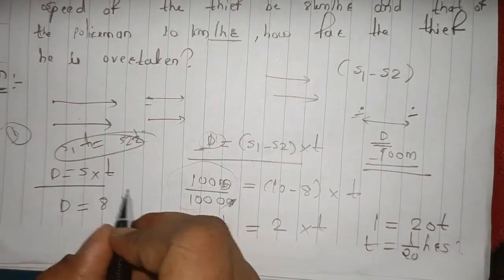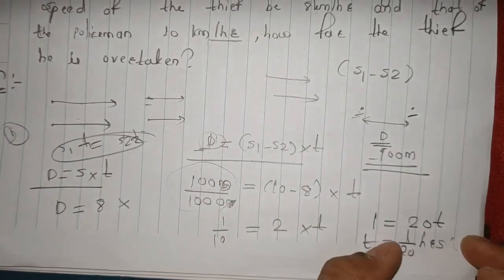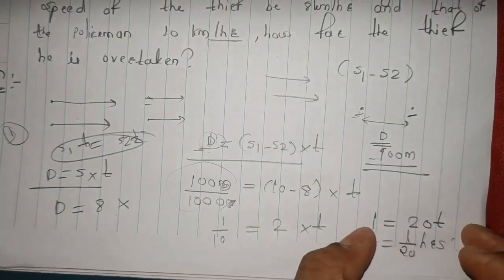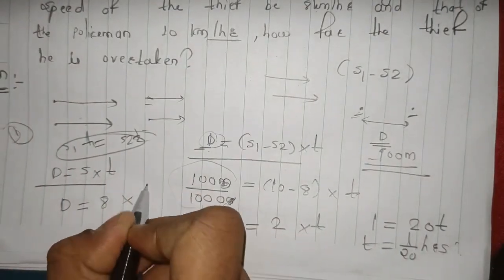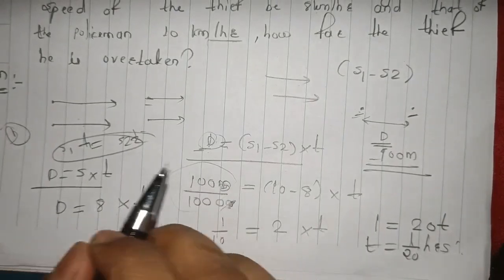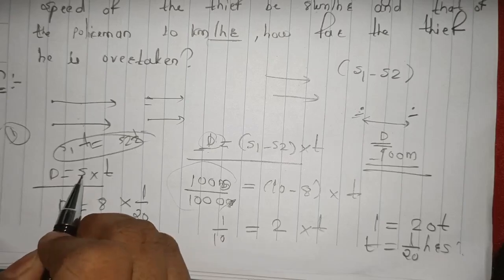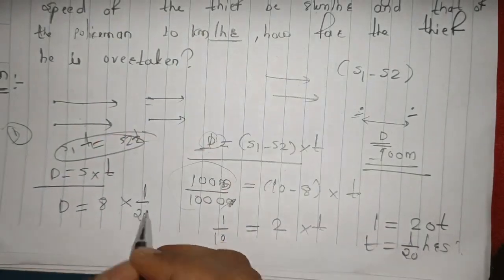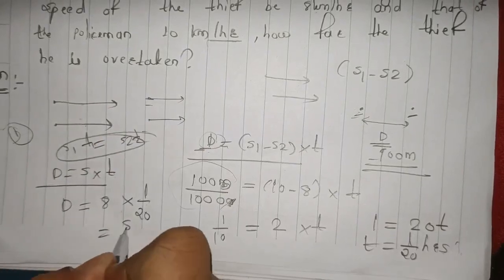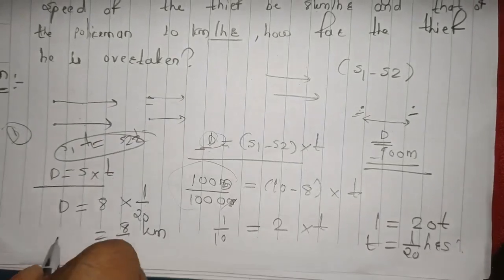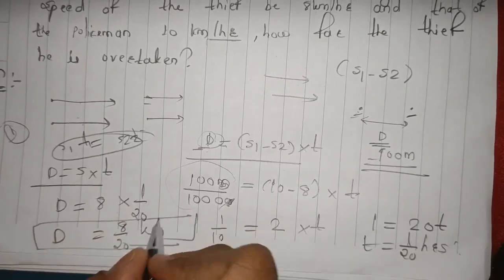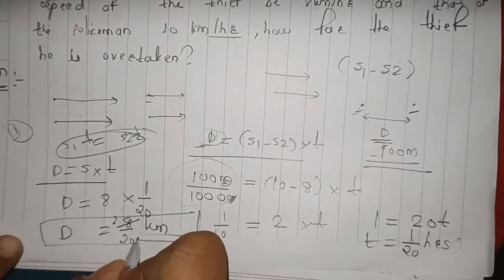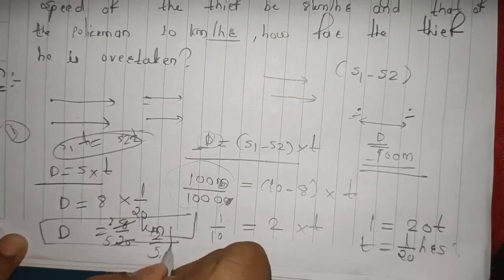Why is this directly 1 by 20 hours here? This is the time for which the thief and policeman both are running, right? So therefore this is the time where the thief is running, which is 1 by 20 hours. Here the units are already taken care of. Why? Because speed is in kilometer per hour and this is in hours. So distance is 8 by 20 kilometers. So this is the distance covered by the thief directly. 4 2s are 8 and 4 5s are 20, so 2 by 5 kilometer.